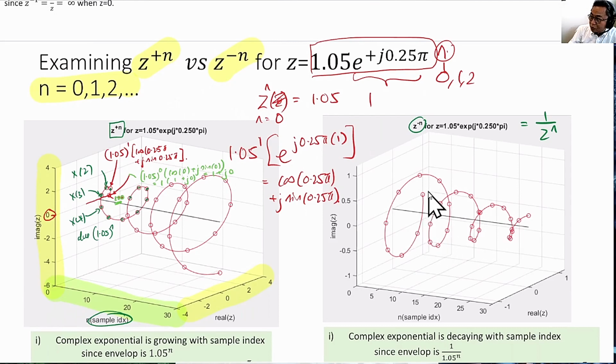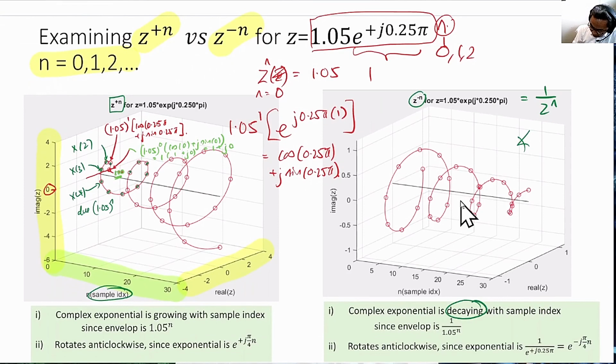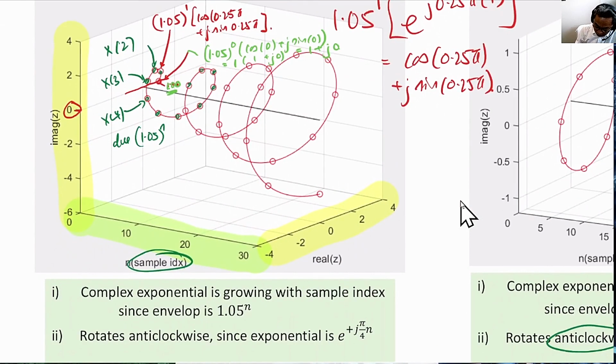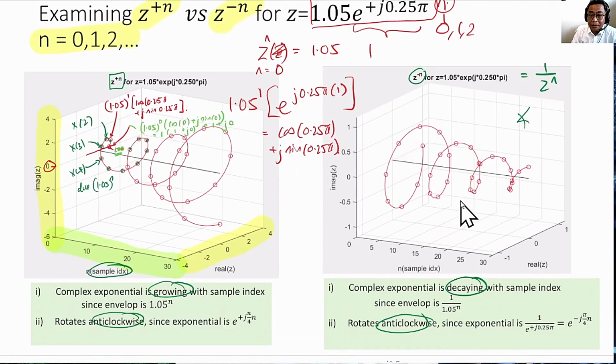Not only that, there is also a difference. Because it's 1 over z to the power of n, the angle will be negated. So this is a clockwise direction, while this is an anti-clockwise direction. So z to the power of minus n is a complex exponential that is decaying, and it is rotating clockwise. Compared to, on the left, we have a complex exponential that is growing, and it is rotating anti-clockwise. So you must understand these two sequences very well. Thank you.